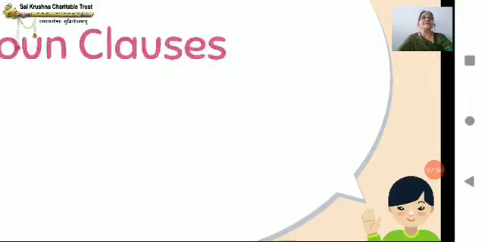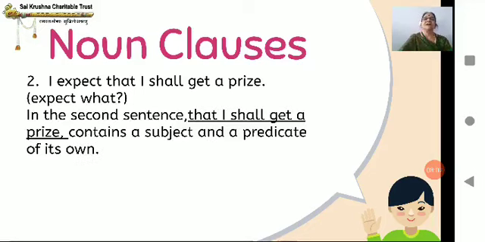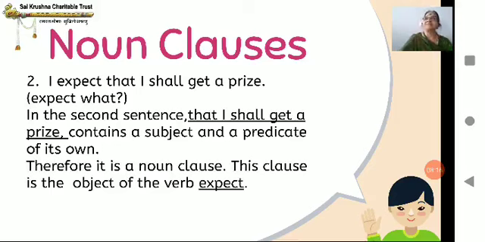Let's look at the second sentence. I expect that I shall get a prize. What happens? I shall get a prize contains a subject and a predicate of its own. I just now explained it to you. And hence, it is a noun clause. This clause is the object of the verb expect. What did I expect? I asked the verb expect a question. What did I get as the object? It's the object of the verb expect. I shall get a prize. Is that clear, children?